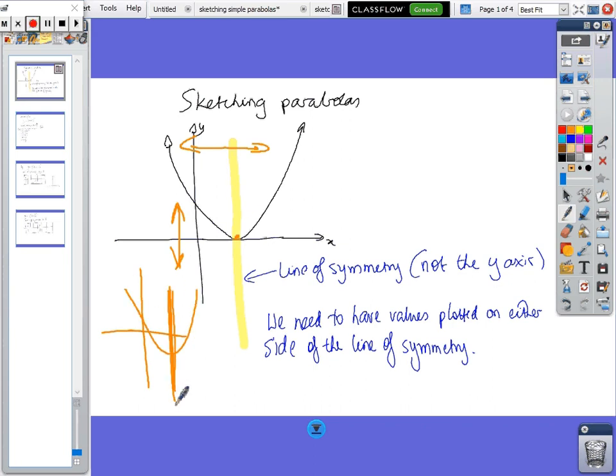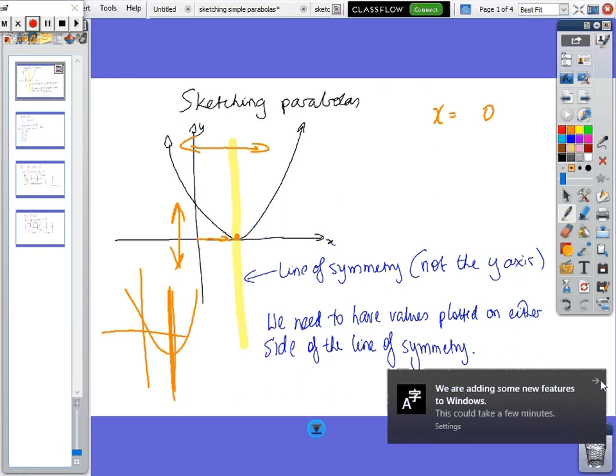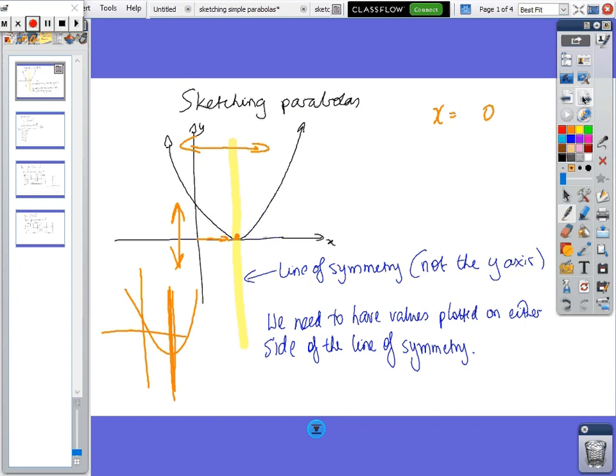But in this particular one, all I'm going to do is make it a sideways move, just moving along the x-axis. So we still need to have values, and instead of x equaling 0 as the symmetry line, we've just got to move it to a new value. Okay, so copy that and come across when you're ready.